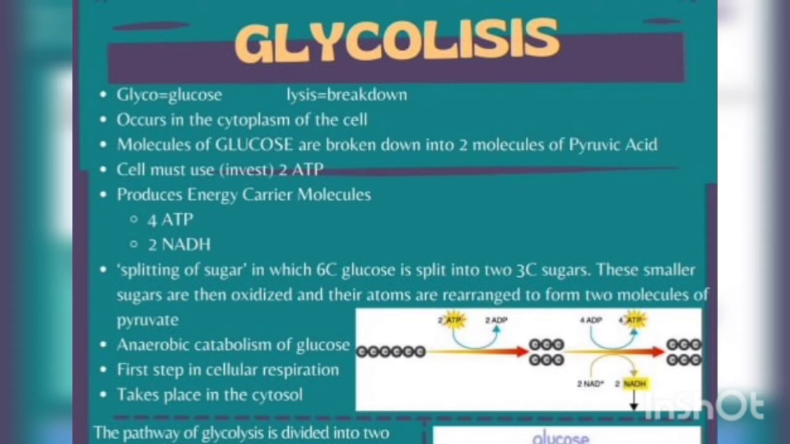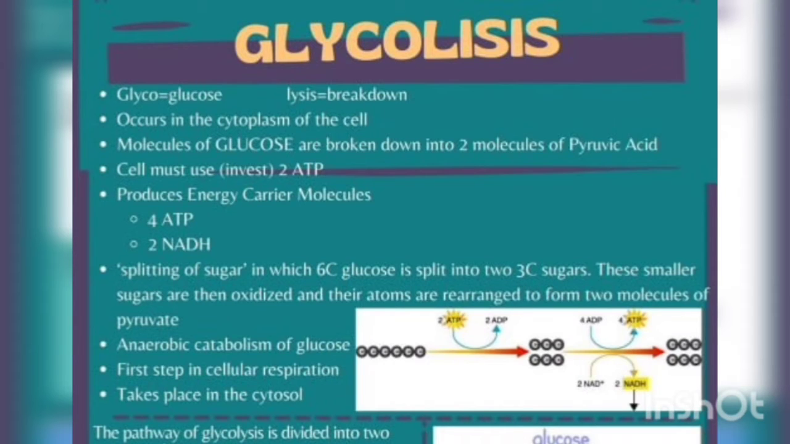The cell must invest 2 ATP. It produces energy carrier molecules: 4 ATP and 2 NADH. The splitting of sugar is where the 6C glucose is split into two 3C sugars. The smaller sugars are then oxidized and their atoms are rearranged to form two molecules of pyruvate.